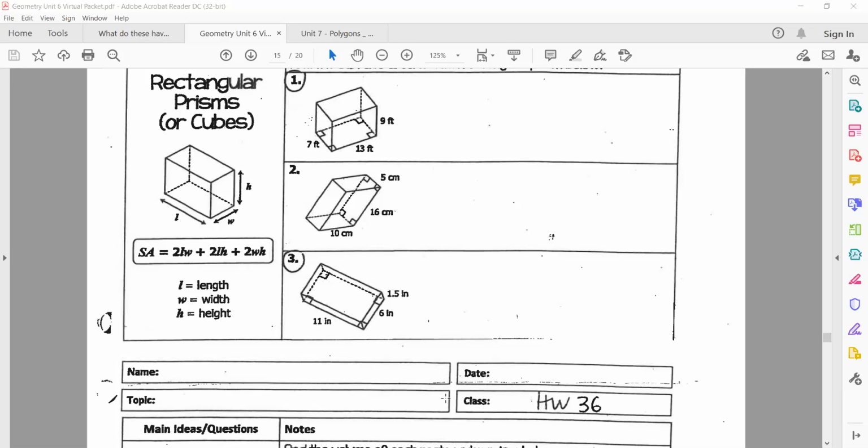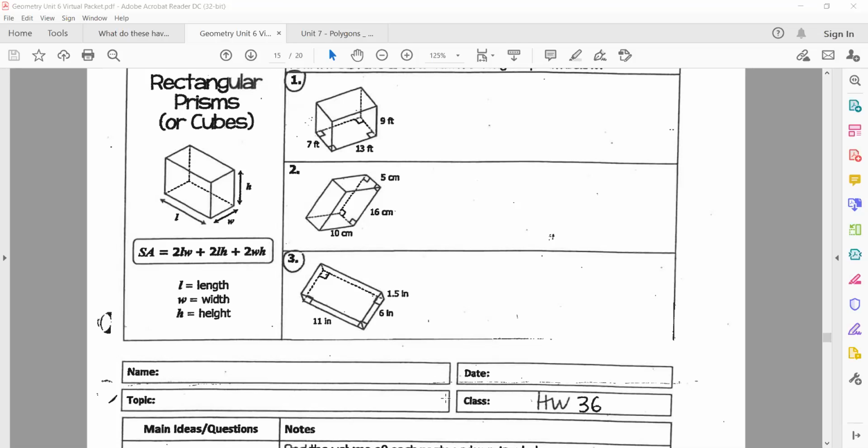Anybody got an answer they were willing to share? I got 542. 542. Well, yeah, I'm shooting it right now. That's close to what I got. But tell me how you set up your calculations. Maybe I got things in the wrong place. Well, I did 2 times 7 times 13.